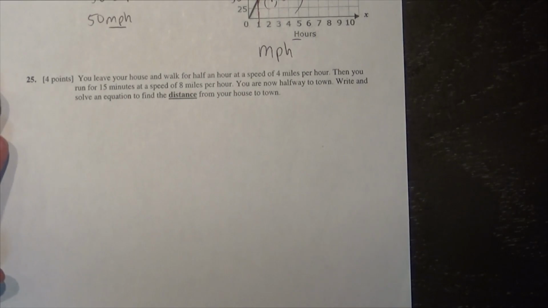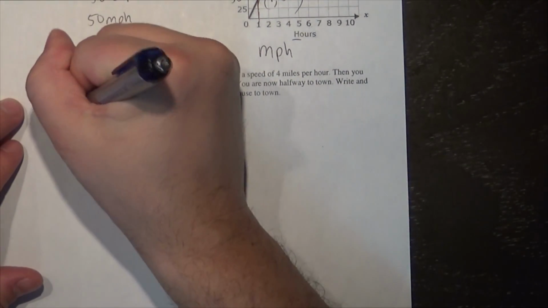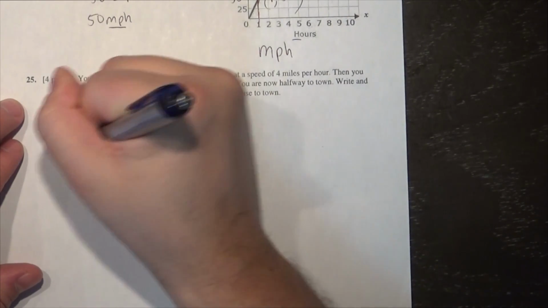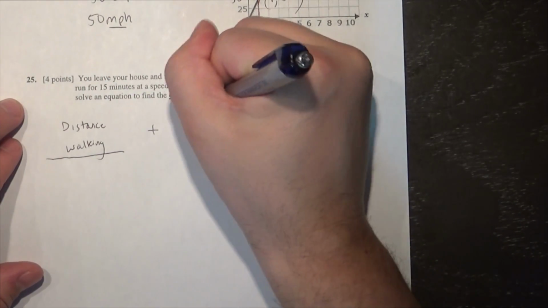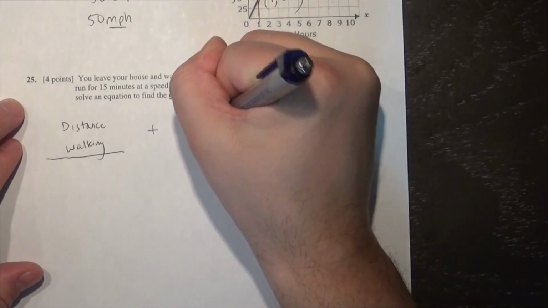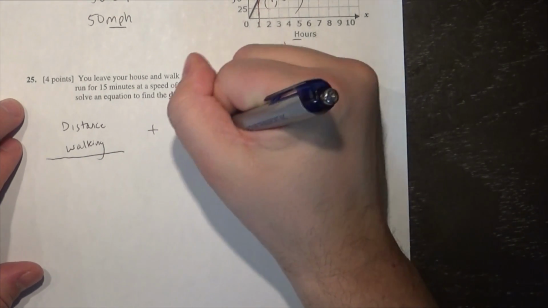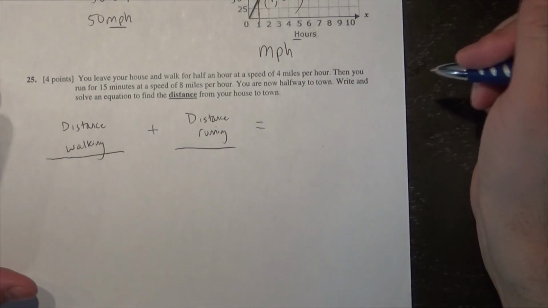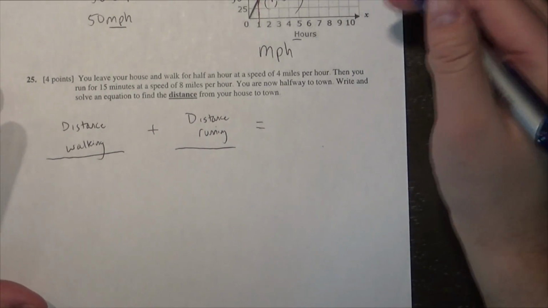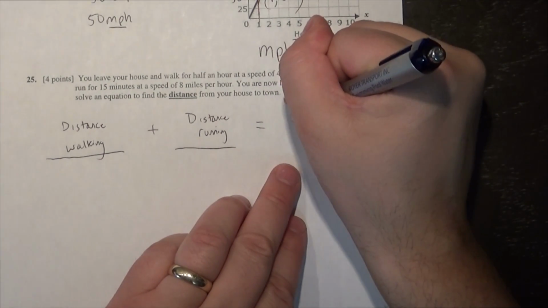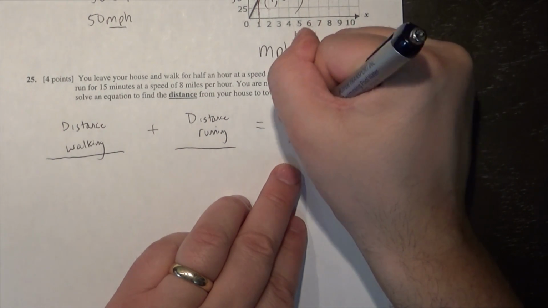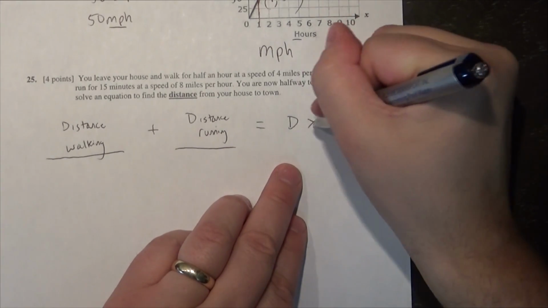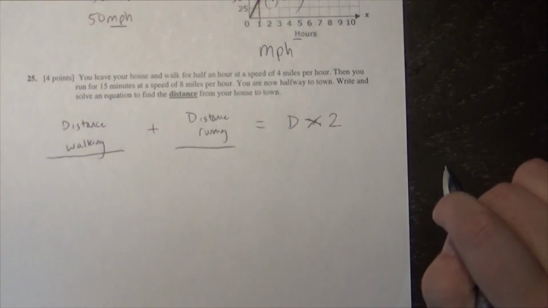Okay, boy, a lot going on here. We want to know the distance of walking, because remember, you are walking. We're going to add that with the distance of running, okay? And then that's going to equal the half of the distance from your house to town. So that's going to equal, let's say we'll call it, half of your distance. So we'll say that's going to be your distance times 2, right? Because that's only halfway, so we have to multiply that by 2.